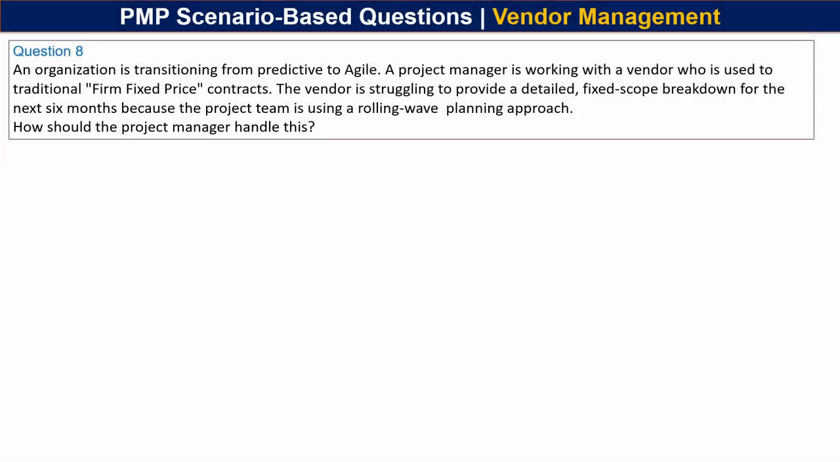Question 8. An organization is transforming from predictive to agile. The project manager is working with a vendor who is used to traditional firm fixed price contracts. The vendor is struggling to provide a detailed fixed scope breakdown for the next 6 months because the project team is using a rolling wave planning approach. How should the project manager handle this?